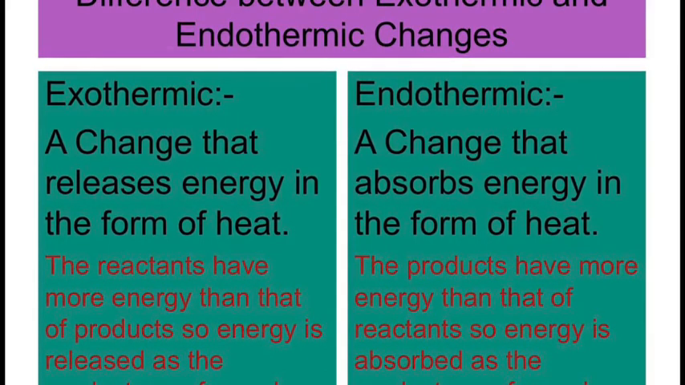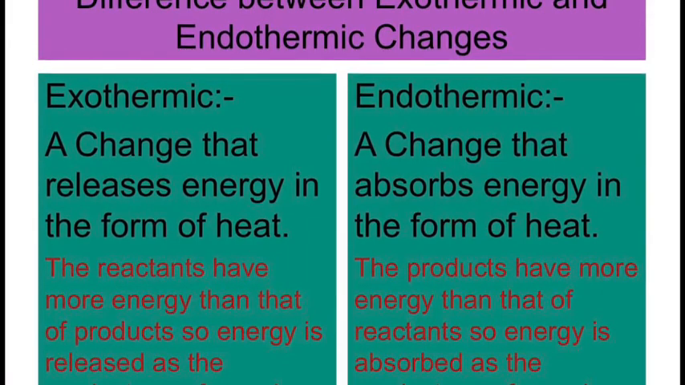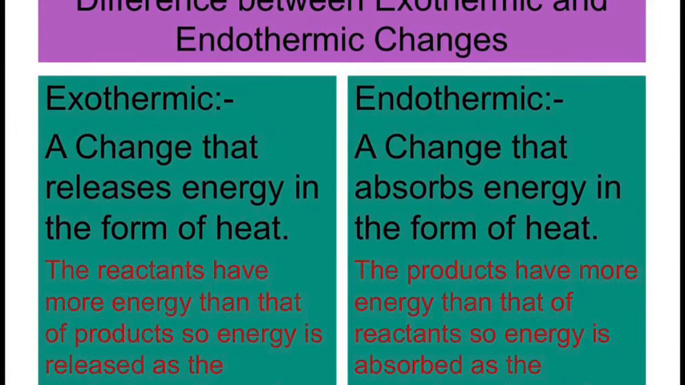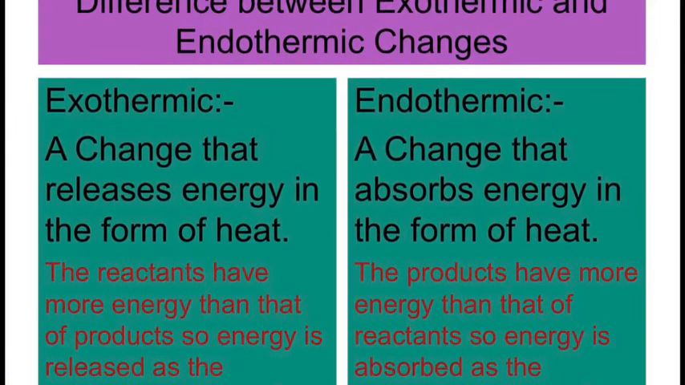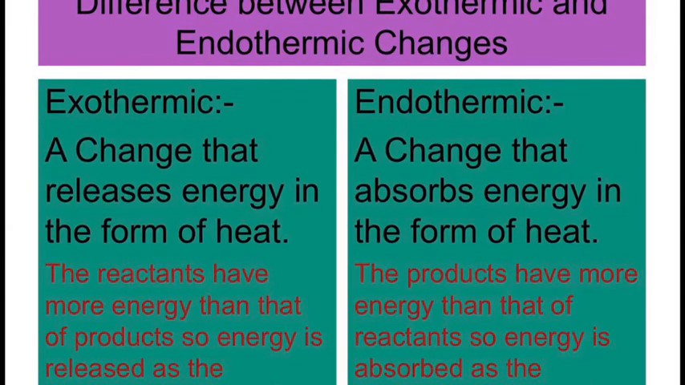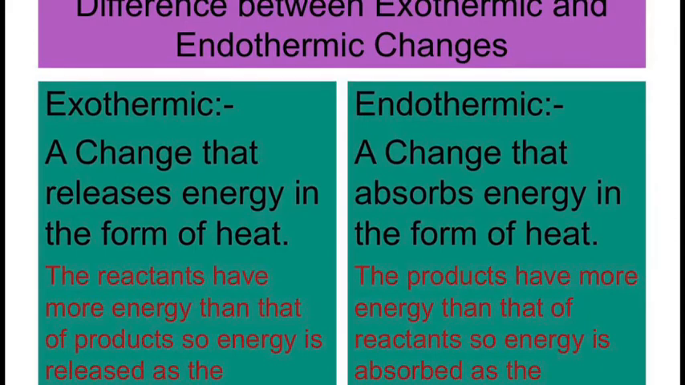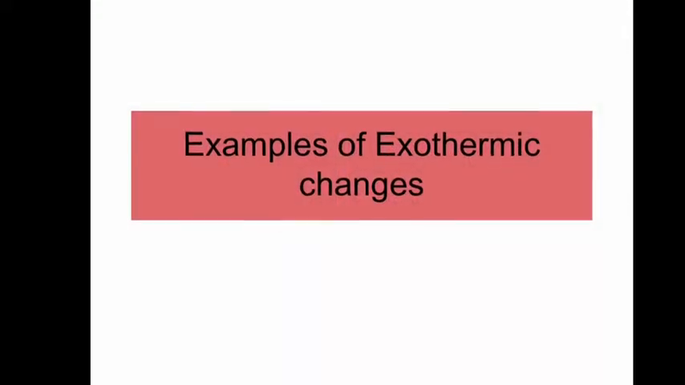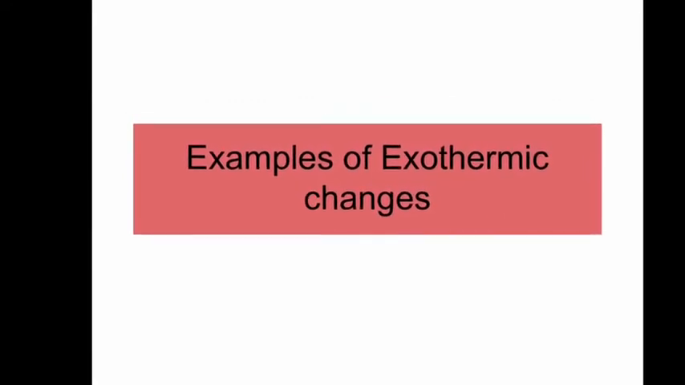In endothermic, endo means enter and thermic means heat. A change that absorbs energy in the form of heat is called an endothermic change. Here the products have more energy than the reactants. Now we will see the examples of exothermic changes, and the first one is rusting of iron.